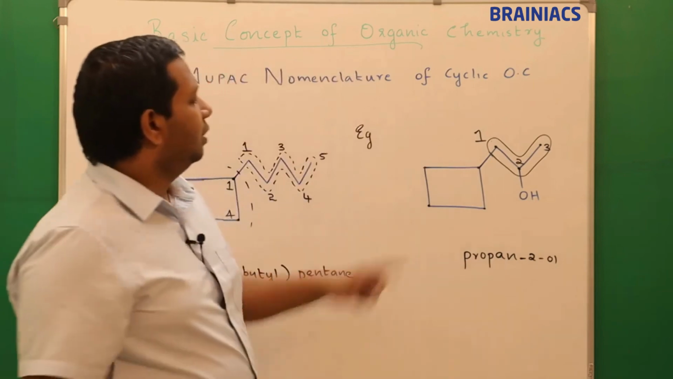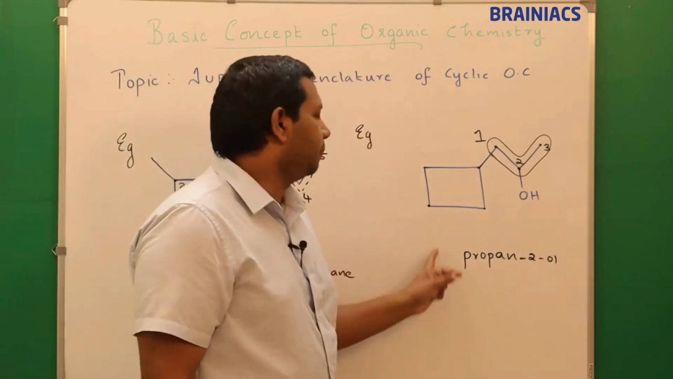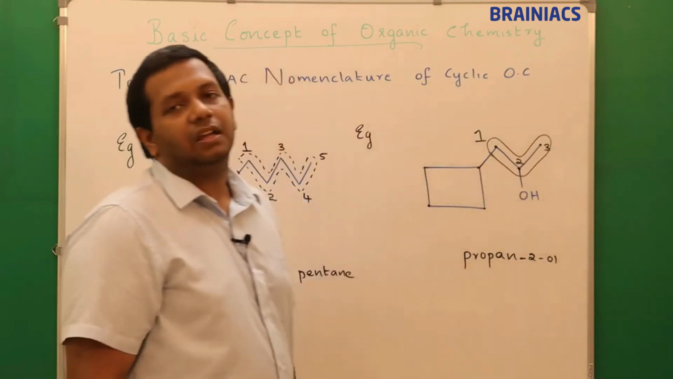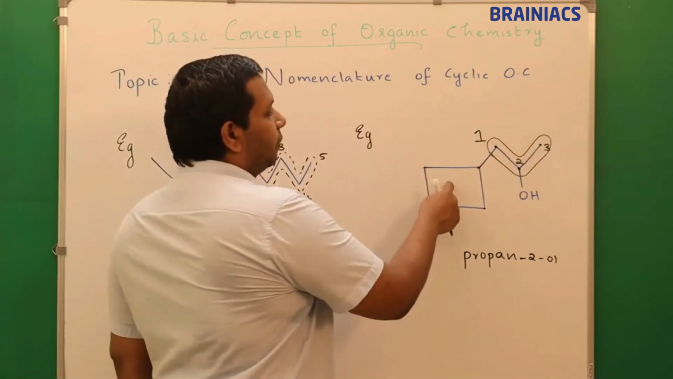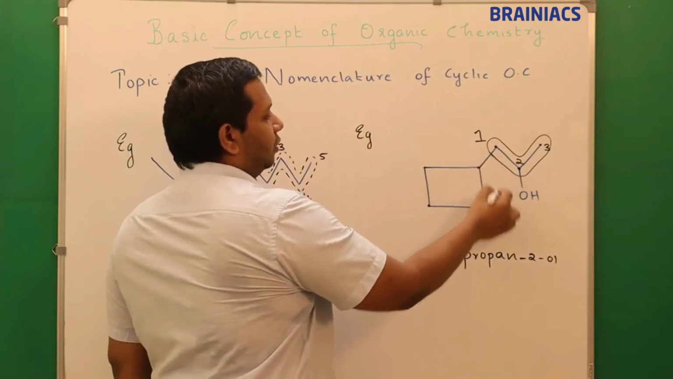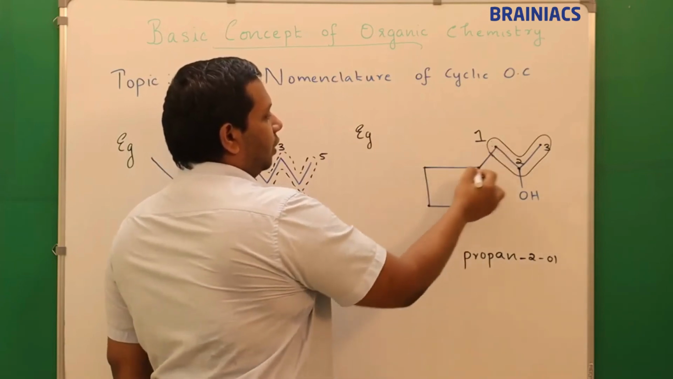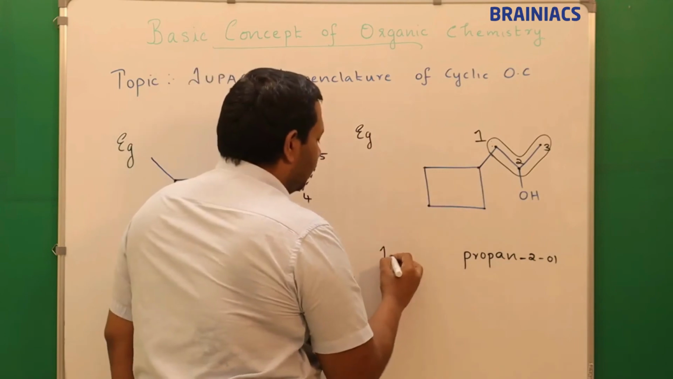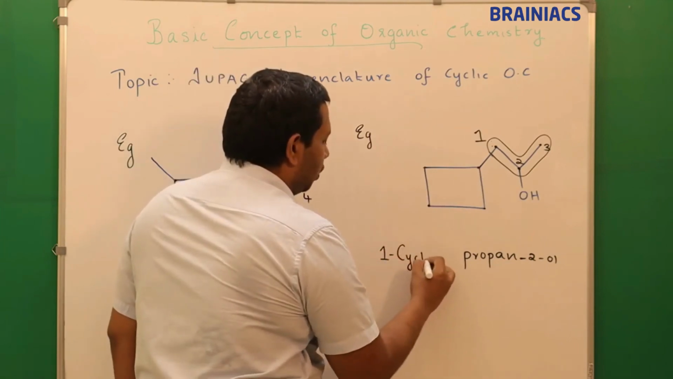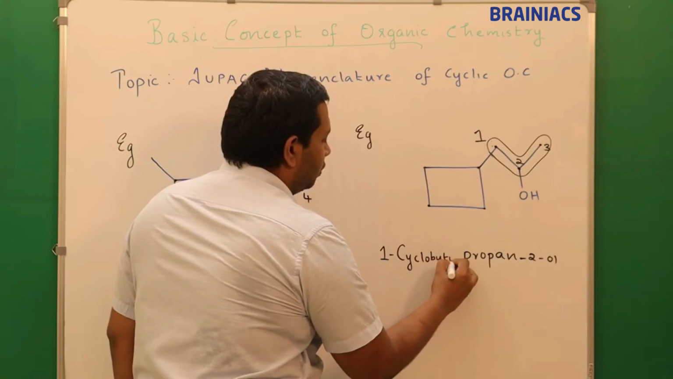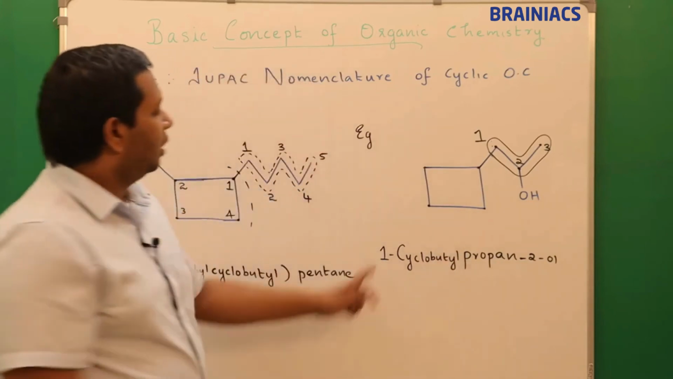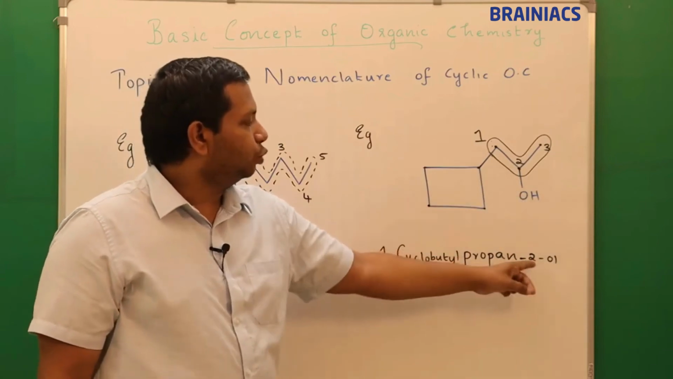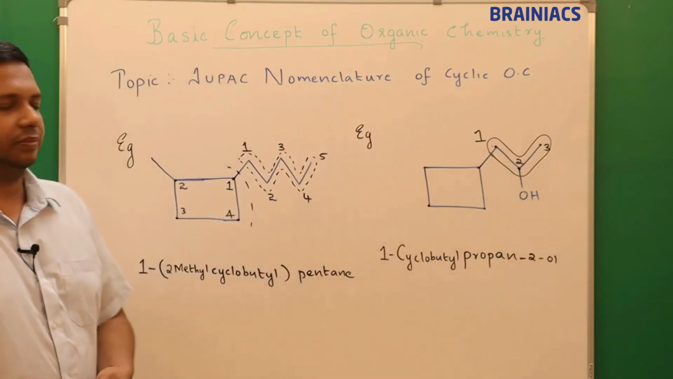Now I will go to the 1 degree prefix. 1 degree prefix is not applicable because the parent carbon chain is a linear chain, and 2 degree prefix is applicable since the substituent is present. So at first position what is present? Cyclobutyl. So I can write 1-cyclobutyl propan-2-ol. This should be the answer.